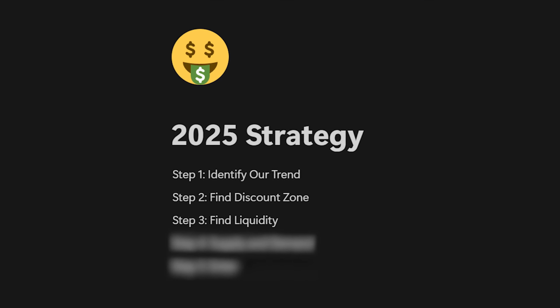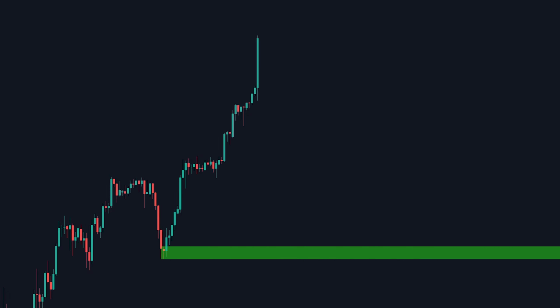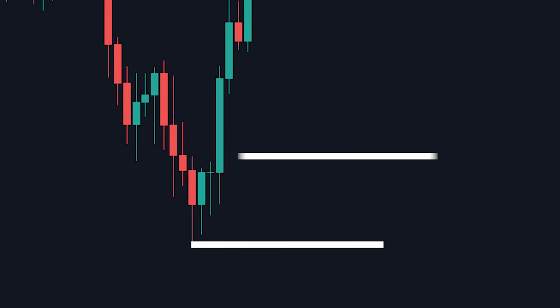Next is step number 4, and this is supply and demand. Demand is the start of a strong move upwards. Supply is the start of a strong move downwards. An easy way to mark your supply and demand zones is by finding the first candle of said move and marking from the bottom of the candle to the high of the candle.